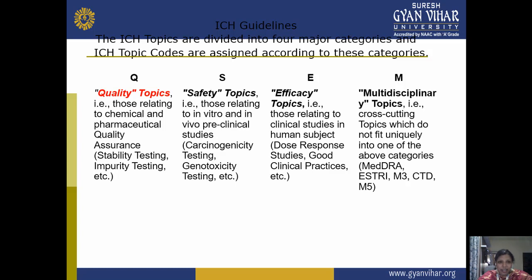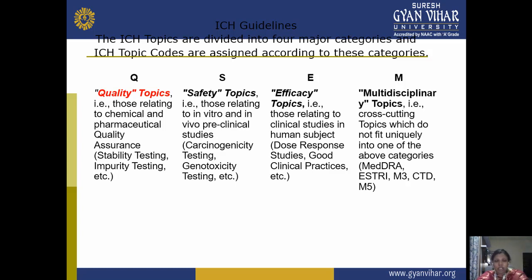So, ICH guidelines. The ICH topics are divided into 4 major categories, and ICH topic codes are assigned according to these categories. Okay, so here we can say in the ICH guideline 4 major categories are there, and these categories are named as QSEM. Okay, so these only 4 categories, you have to remember.